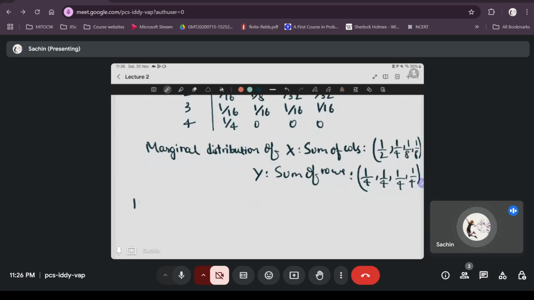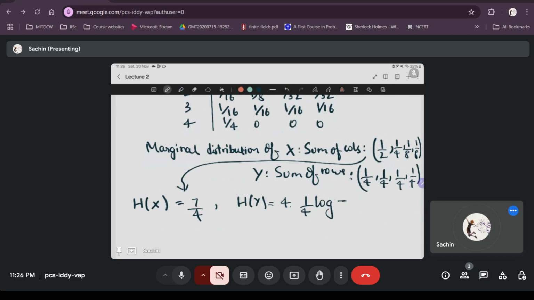Now from that you can calculate h of x, the sum of p of x log 1 over p of x. You try it out yourself, you'll get 7 over 4. And h of y will be 4 times 1 over 4 log 1 over 1 over 4, so log 4, which is just 2 bits.